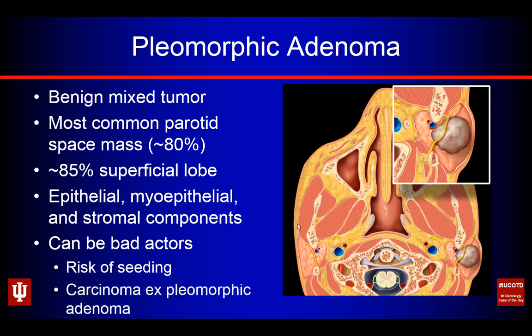But also, importantly, a small but still significant segment of these, if given time, if not taken out as they run their natural history, will eventually break bad and become malignant, so-called carcinoma ex pleomorphic adenoma.